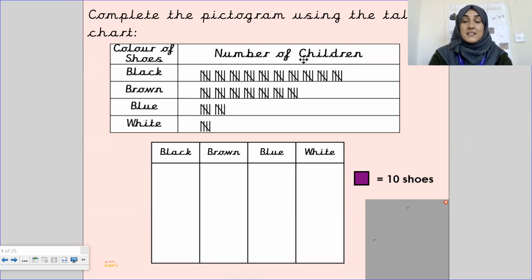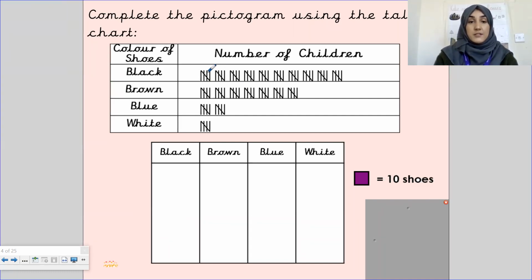Okie dokie. It says complete the pictogram using the tally chart again. It says colour of shoes, black, brown, blue, white, and number of children. So these are the number of children that have black shoes, brown shoes, blue shoes, and white shoes. First, let's count how many tally marks there are altogether.